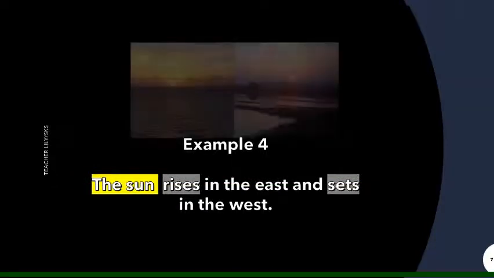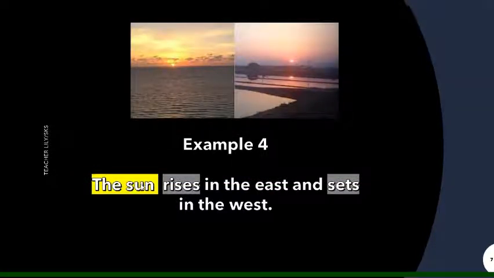Okay, the sun. The sun rises in the east and sets in the west. Rise is sunrise, rises. Here, set. This is morning and then this is evening. Rise means in the morning, and sets is in the evening. The sun rises in the east and sets in the west. Do you understand, class?